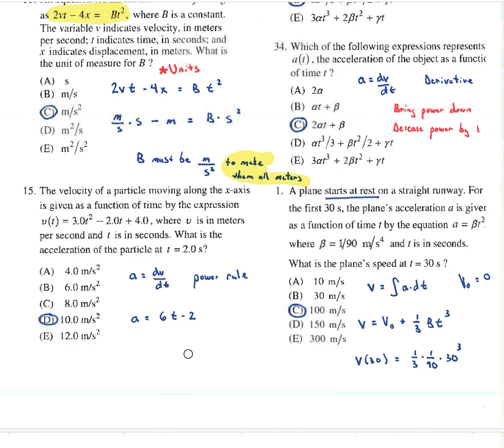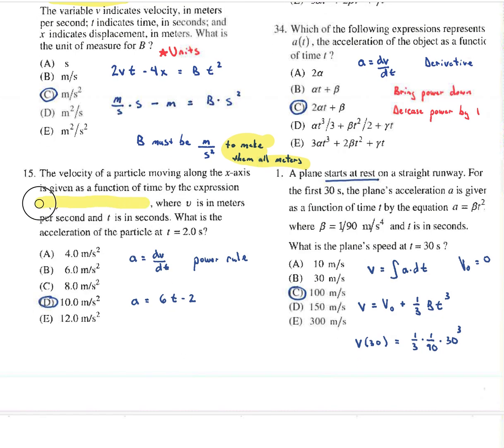15, I think this one is pretty easy. They give you the velocity curve, and they want the acceleration at t equals 2. Remember, the acceleration is just the derivative, or the rate of change, of velocity. So I took the derivative of this: bring down the power, decrease, bring down the power, decrease. So there's your acceleration curve, and I want to know the acceleration at 2. Well, I'm just plugging in 2 seconds into t and getting 10 meters per second squared.